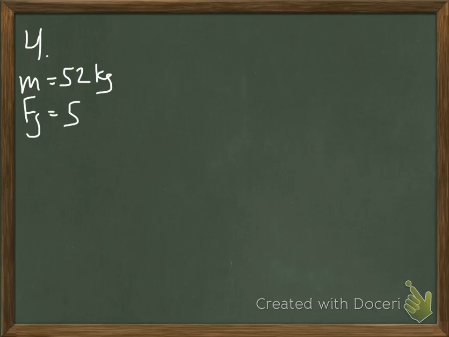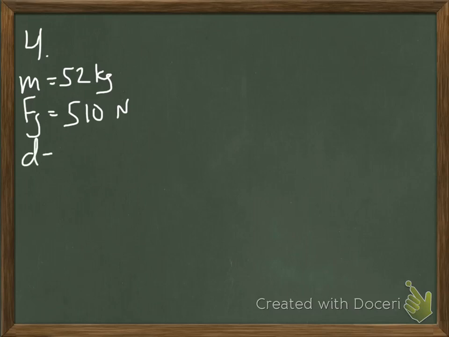The next one is number 4. We're riding an escalator. We're given the mass of the individual, 52 kilograms. Let's just go ahead and find the force of gravity. The force of gravity would be mass times acceleration. I'm going to plug that into my calculator. I'm going to do 52 times 9.8. So the force of gravity is going to be 510 newtons.